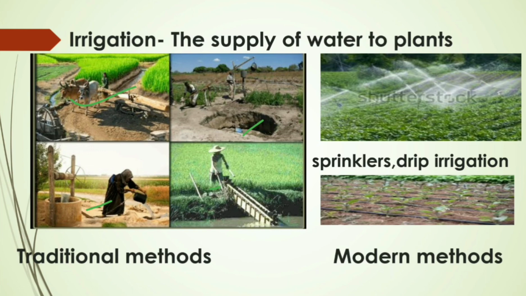So perpendicular pipes with rotating nozzles are joined to the main pipeline which is laid in the fields. Now when water is made to flow through the pipelines under pressure, it moves out of the nozzle in all directions and falls to the ground.